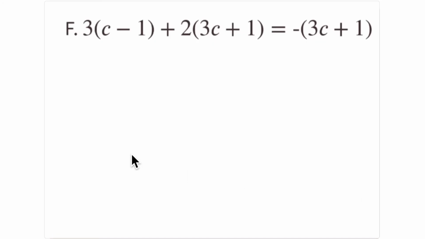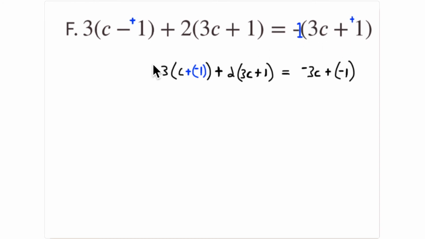The next equation, equation F, there's a little bit more to look at in this equation. This is distribution of this 3, subtracting a 1, so I'm going to change that to adding a negative 1 in a moment. The distribution of this 2, so 2 times 3c, and 2 times 1, and this is a negative 1 here. So you're not distributing the negative sign, you're distributing a negative 1. So this is a negative 1 times 3c, or the opposite of 3c, and the opposite of a positive 1.